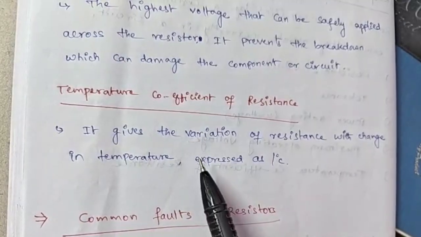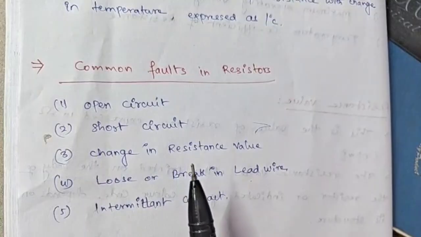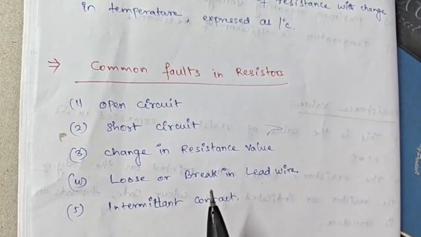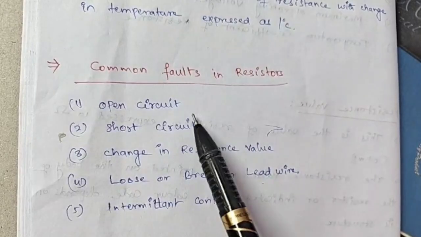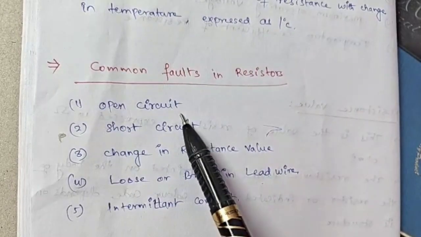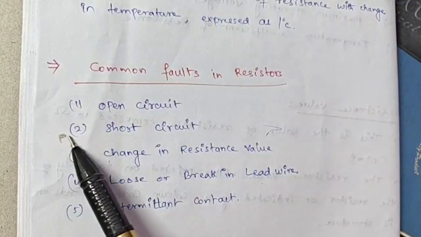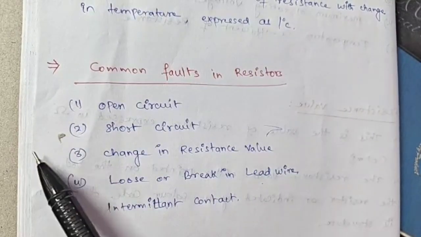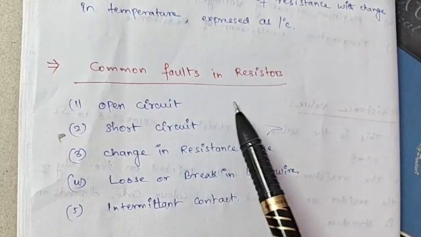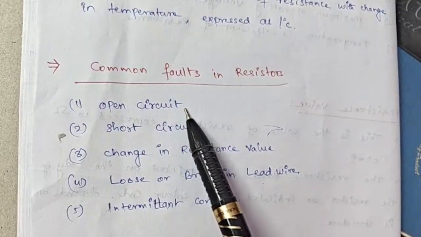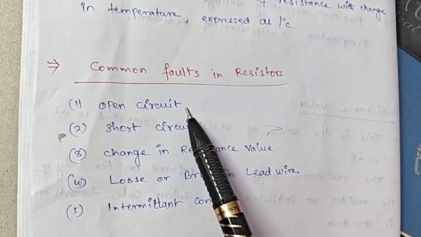These five specifications are important. Now, next, what are the common faults in resistors? Normally some common faults occur in a resistor. The first common fault is open circuit. There may be a breakage in the body of the resistor, so current cannot flow through the resistor. That means there is a breakage, and an open circuit occurs.